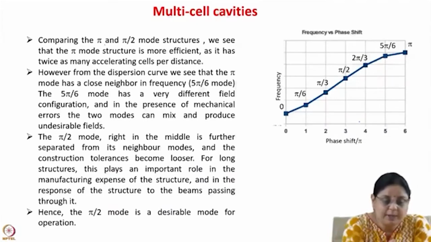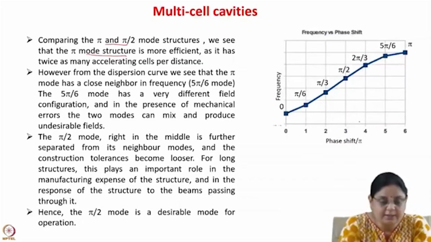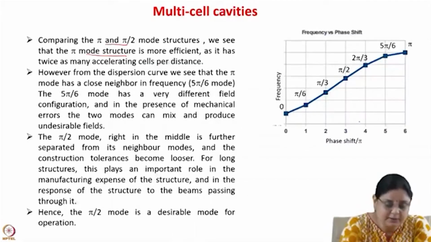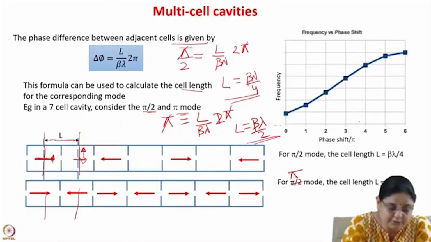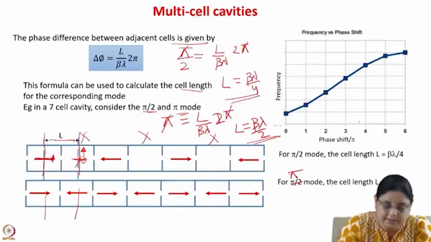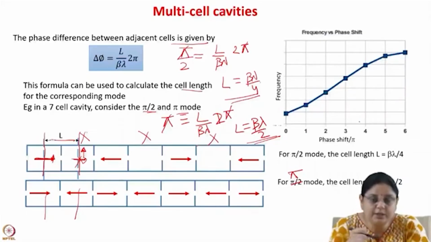Now if you compare the pi and the pi by 2 mode structures, we see that the pi mode structure is more efficient as it has twice as many accelerating cells per distance. If you see this pi by 2 mode here, in the first cell the field is in the forward direction. In this cell, we have a field which is in the transverse direction, so there is no field in the z direction. Every alternate cell is unexcited, or in other words, there is no field in the z direction, so it will not be able to accelerate.